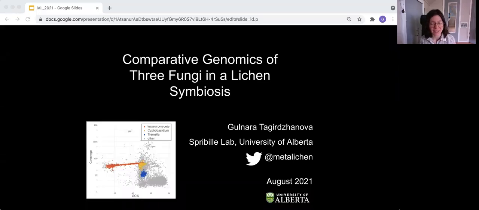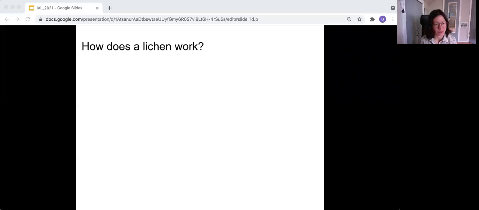I am a PhD candidate at the Shprabila lab at the University of Alaprota, and my talk today is comparative genomics of free fungi in a lichen symbiosis. I wanted to start with a question. How does a lichen work?